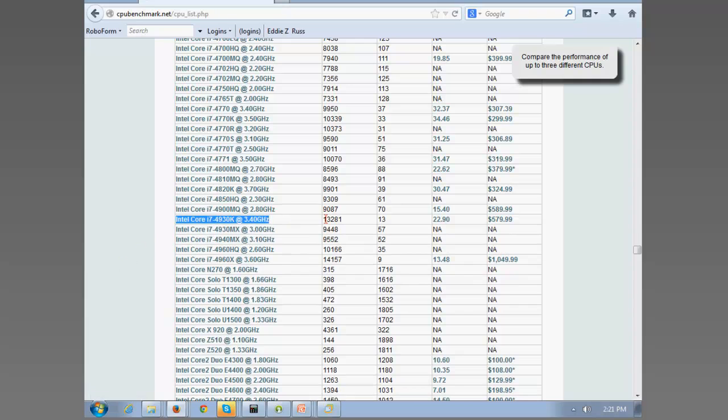Now, my benchmark score is right here, 13,281. Now, what does that mean? Because you're all going to have different numbers, because there's literally hundreds of different processors out there. The minimum benchmark score for trading is 7,500. So if you come up with a score less than 7,500, you have a pretty good probability of running into slippage. The lower that number, the higher the probability of having a problem with slippage.